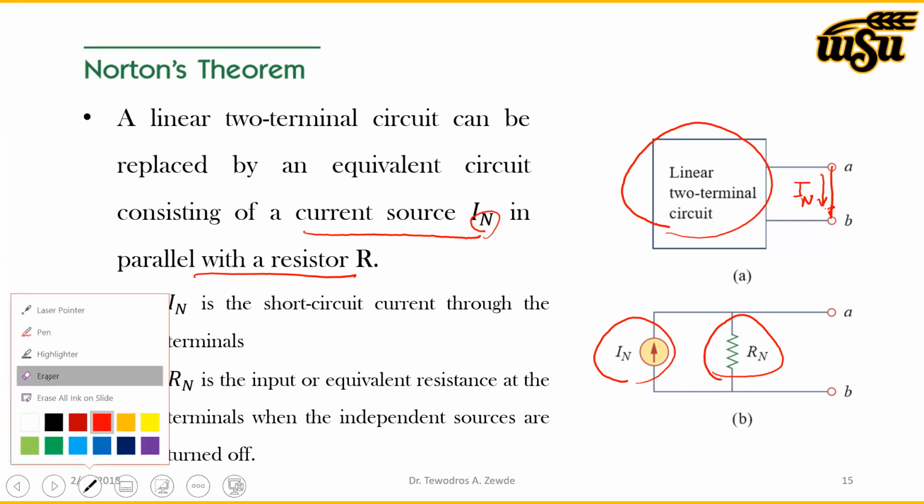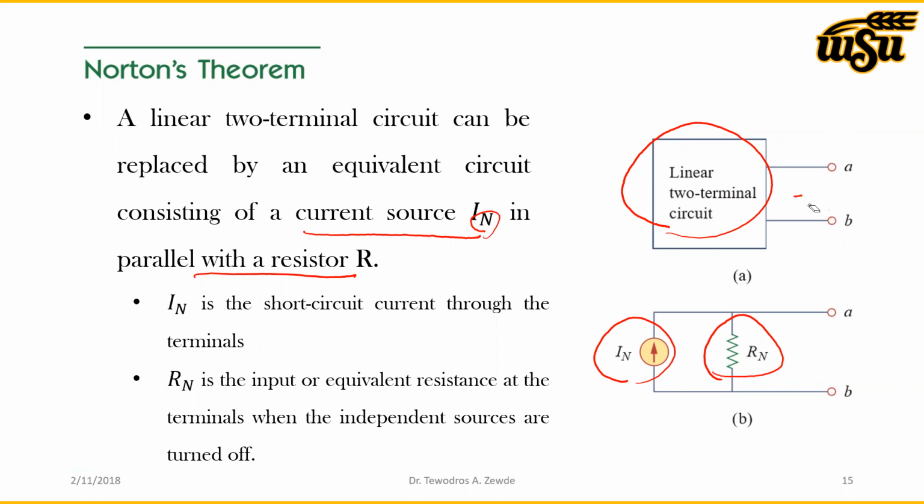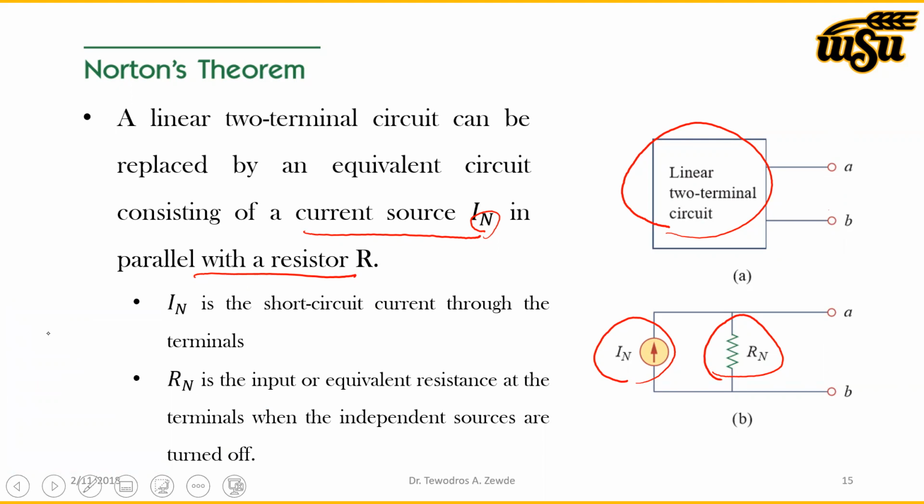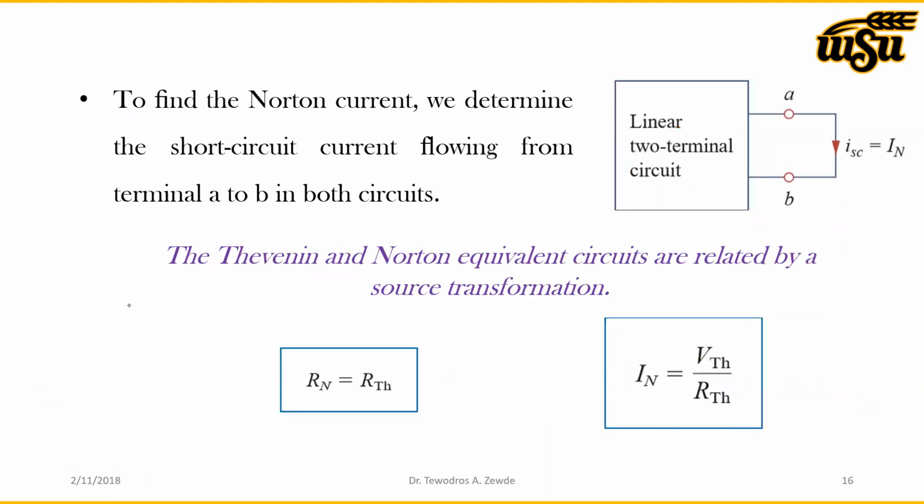So let me erase this. For RN, we leave this open, and we remove all the sources in the circuit. After that, we determine the equivalent resistance, which is going to be the Norton equivalent resistance of the circuit. So that's one way. The other way of solving for the Norton equivalent circuit is to first determine the Thevenin equivalent circuit and then use source transformation.